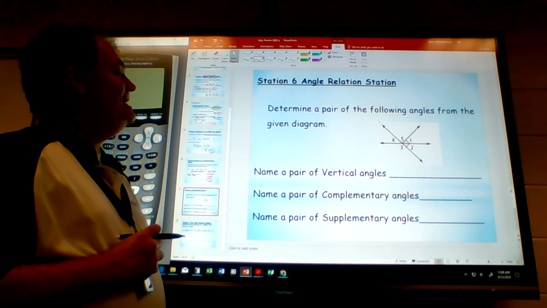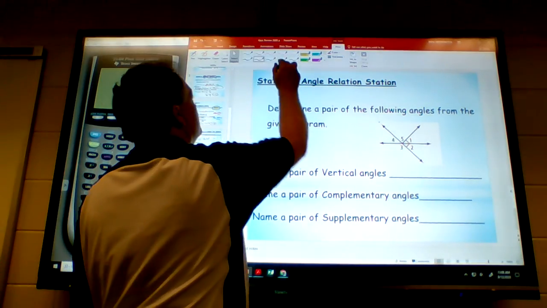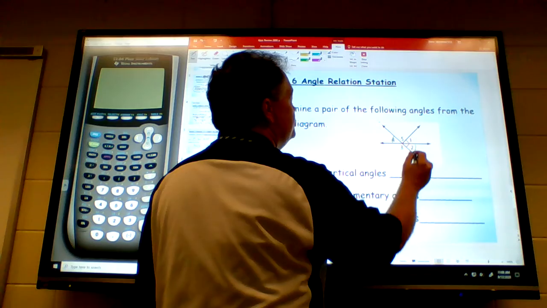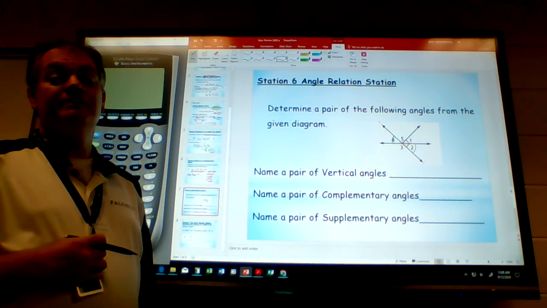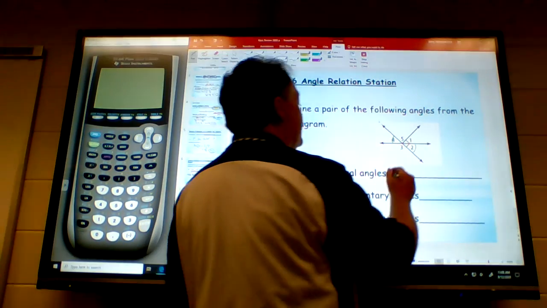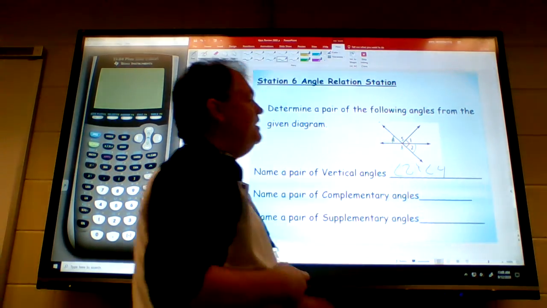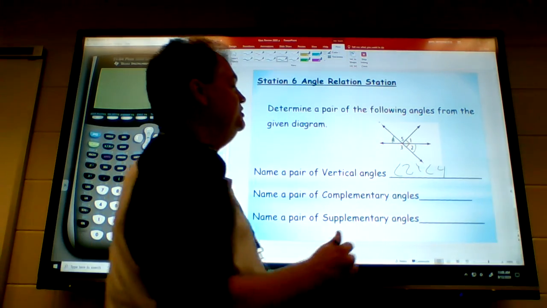Let's talk about, it says name a pair of vertical angles. Remember, vertical angles are part of the same two lines. They share a common endpoint, and they also have equal measure. So in this case, it would be angle 2 and angle 4. You would think that angle 3 and angle 5 would be, but they're not. And I'll show you why.